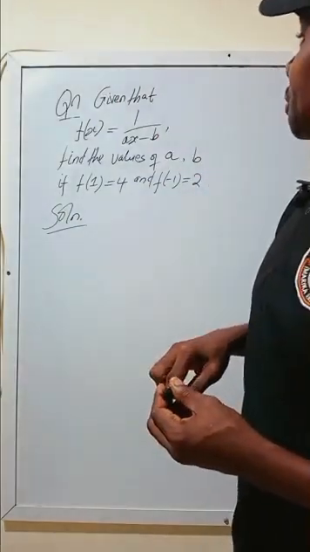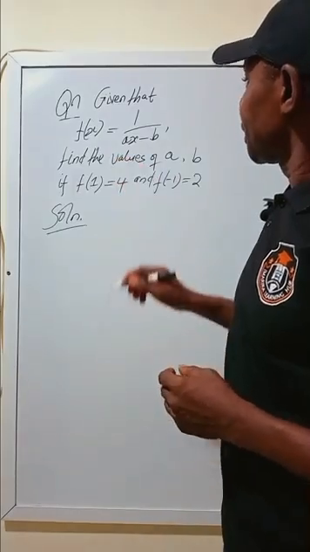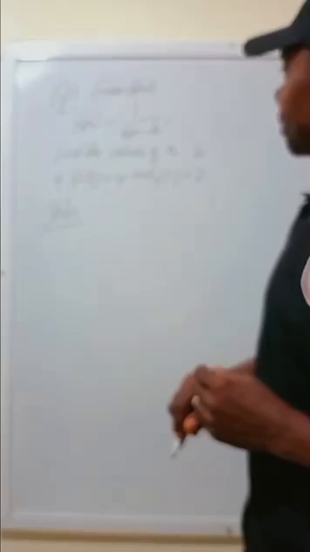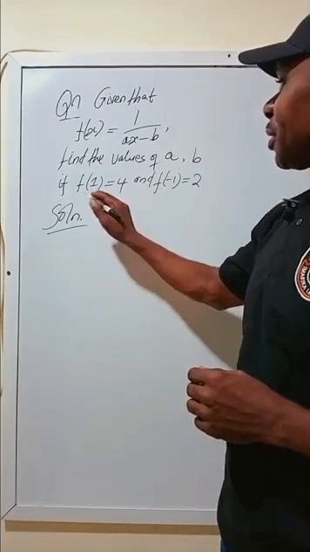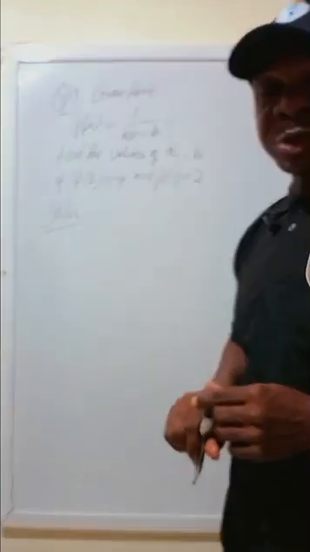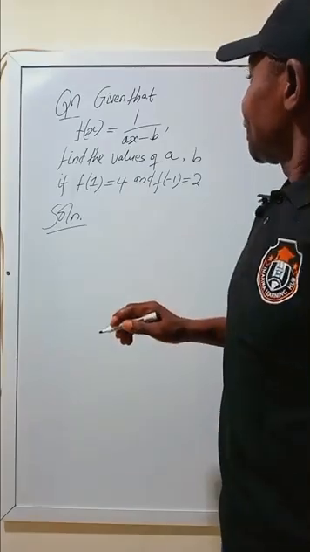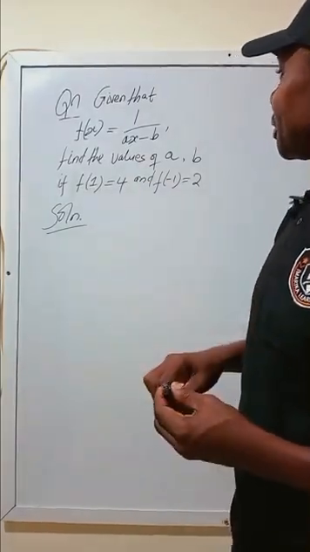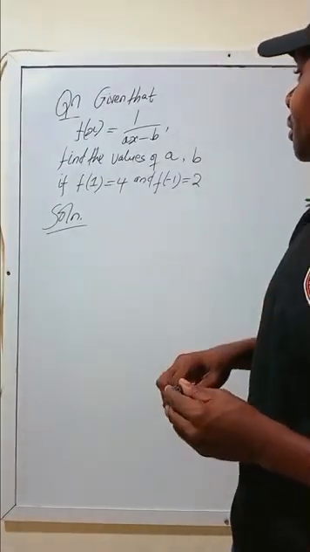Okay, solution. The question says, given that f of x equals 1 over ax minus b, we are required to find the values of a, b, if f of 1 equals 4 and f of negative 1 equals 2. You got the question. Okay. Now, what we're supposed to do in this question is substitute the given values.